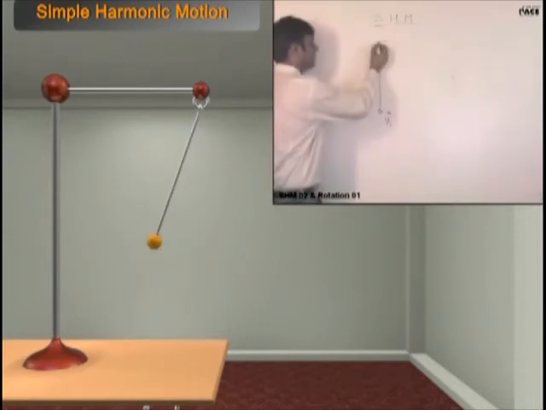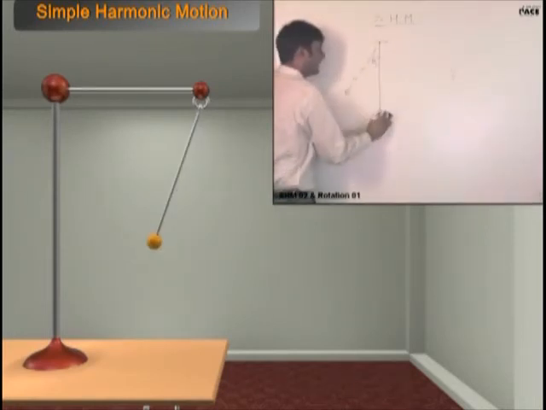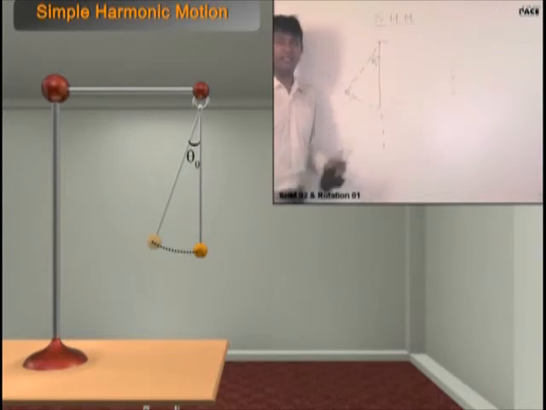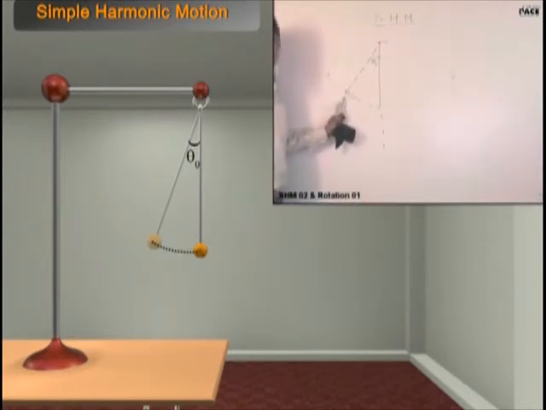0. Suppose I pull it to some angle theta naught and then I leave it. Now tell me what is the initial phase? At t equal to 0, it is here. It starts from here.